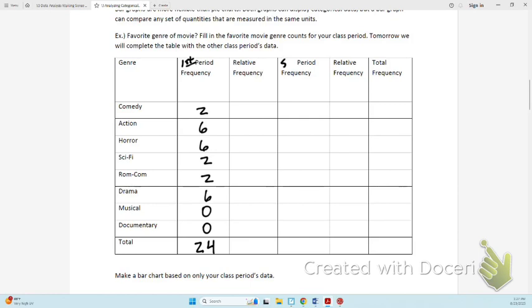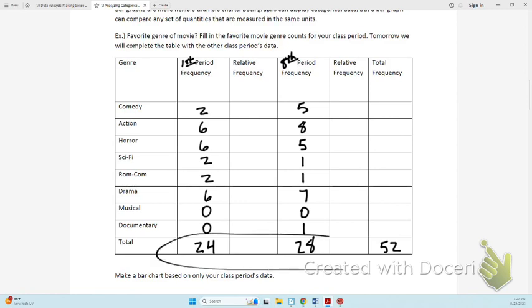In 8th period, there were these numbers with 28 total, giving us 52 people. So one thing we're about to work on is the marginal distribution, and that's exactly what it sounds like. It's the values in the margin here, and then there is another marginal distribution of movie genre over here.